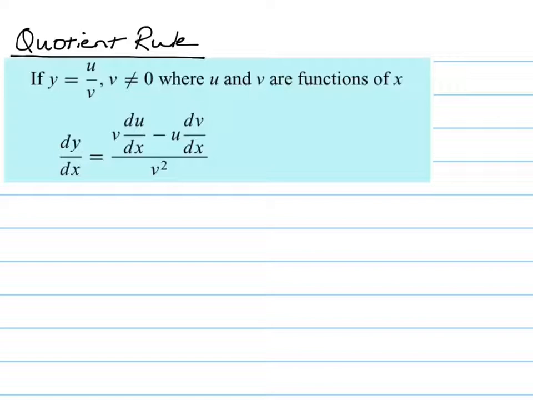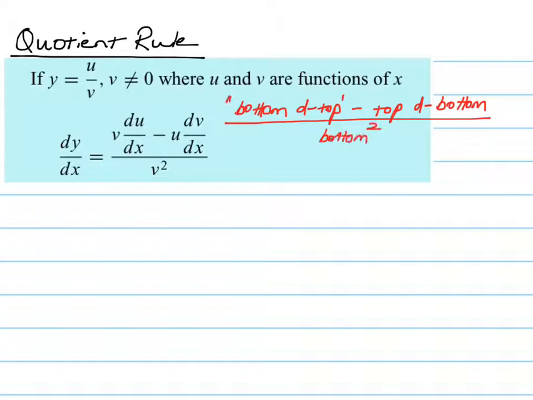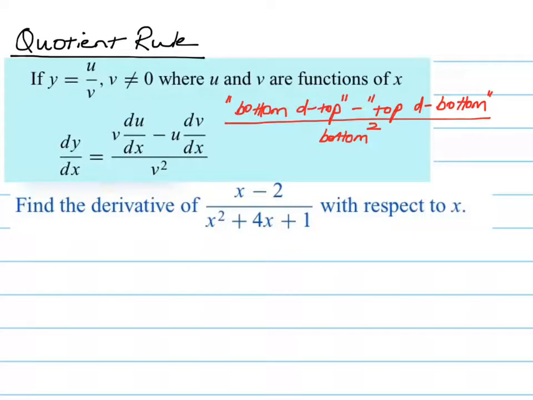So here it goes: dy/dx equals v du/dx minus u dv/dx over v squared. Try and say that 3 times quickly, but I simplify it to bottom d top minus top d bottom over bottom squared. And in class I usually give it an Indian accent, but I won't offend any Indian people by doing that. It's bottom d top minus top d bottom over bottom squared, and it's fun to remember it like that. Now, here's one.